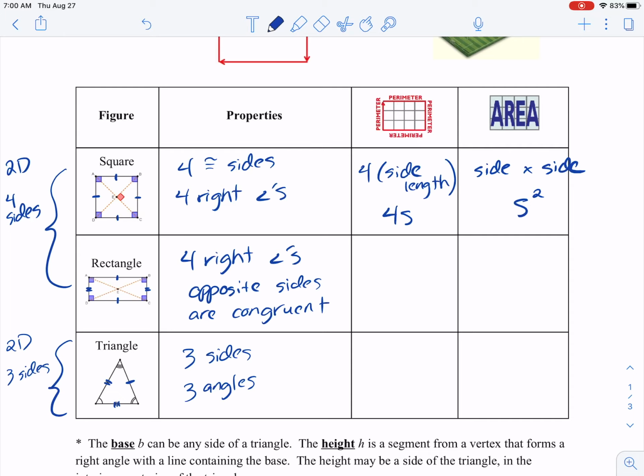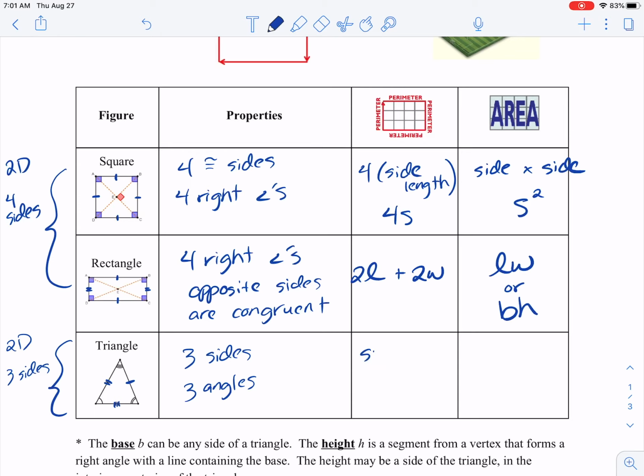For a rectangle, because opposite sides are congruent, for perimeter, we can take the length and multiply by 2, and then add it to the width, doubled, to get our perimeter. Or you could just add all 4 sides. For area, length times width, you guys have seen that formula before, or base times height, both mean the same thing, length and width, base and height, they meet at right angles.